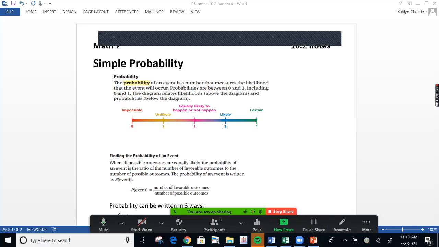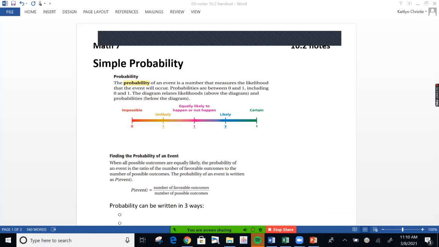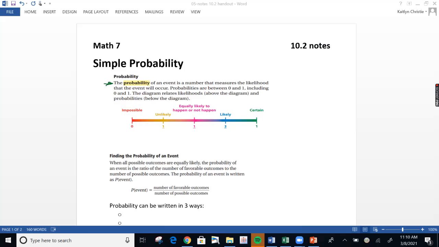So the probability of an event is a number that measures the likelihood that the event will occur. Probabilities range between 0 and 1, including 0 and 1. The diagram relates the likelihoods above the diagram and the probabilities which are below the diagram. So if you're taking notes at home, I would copy down the definition, which is right there. And then I would 100% copy down this section here.